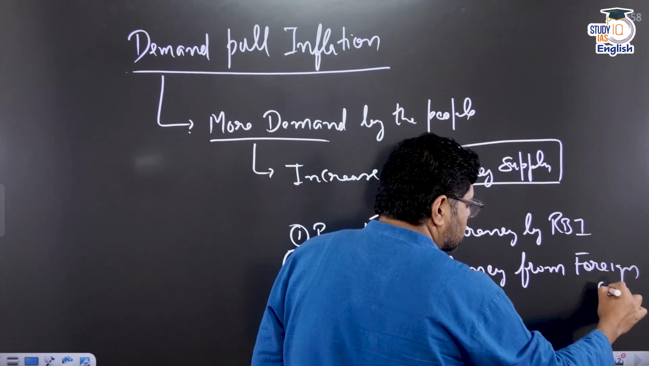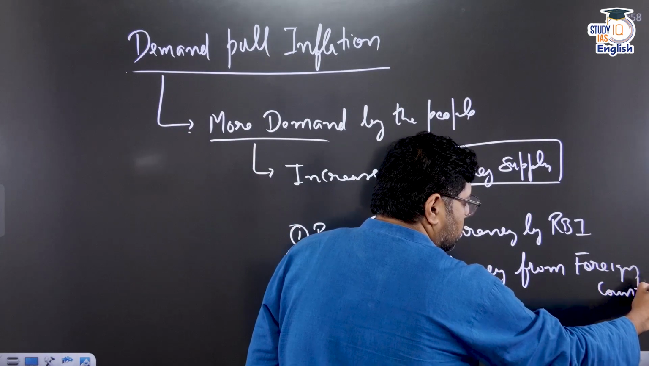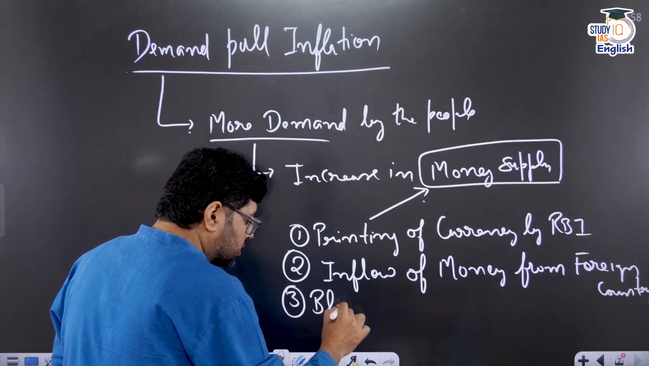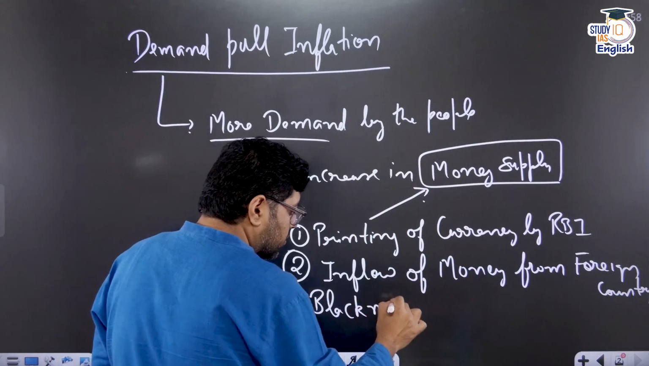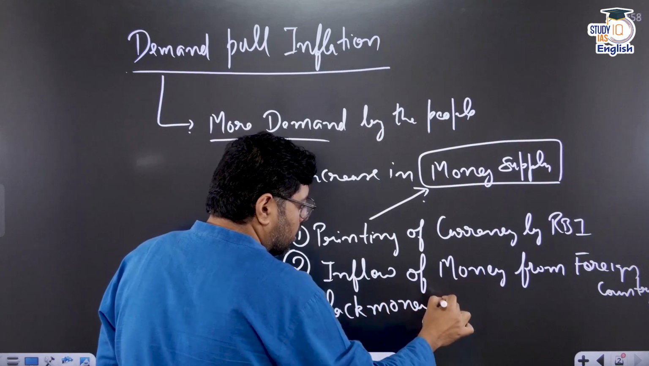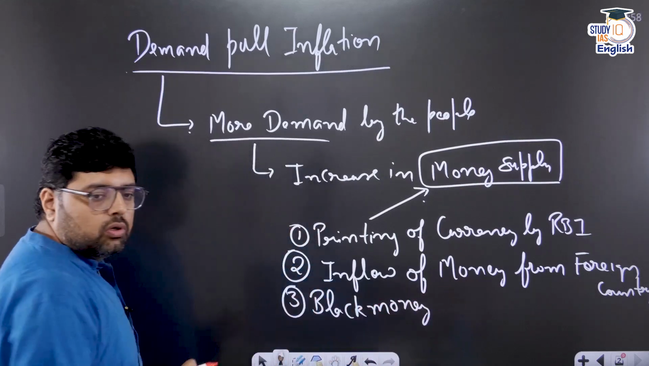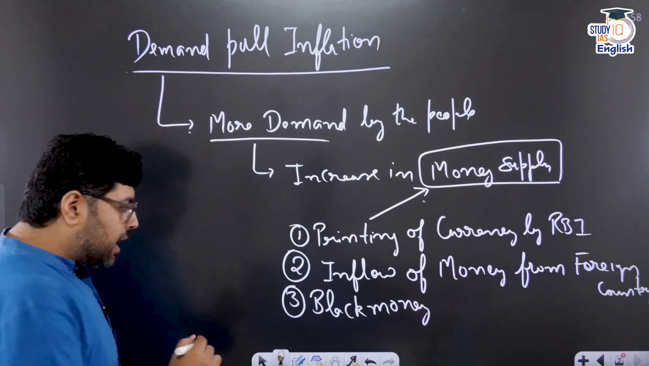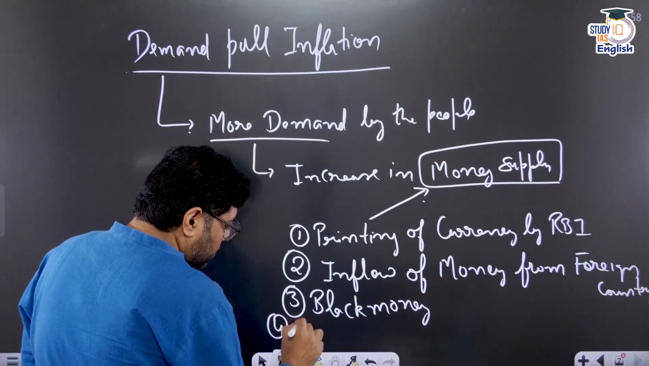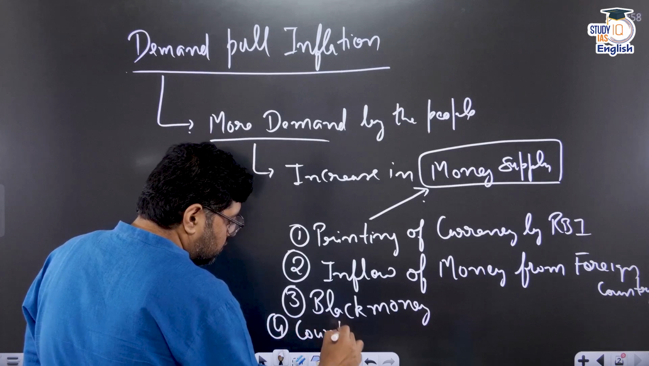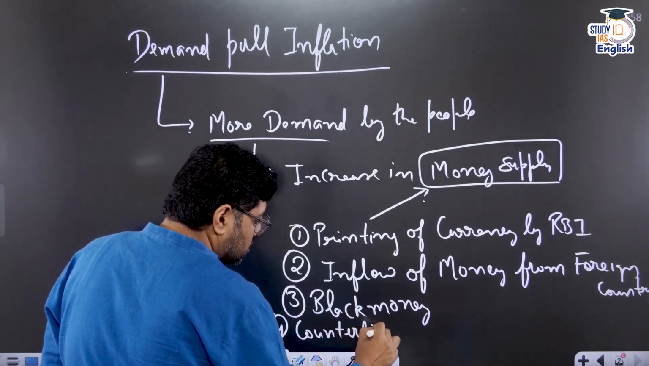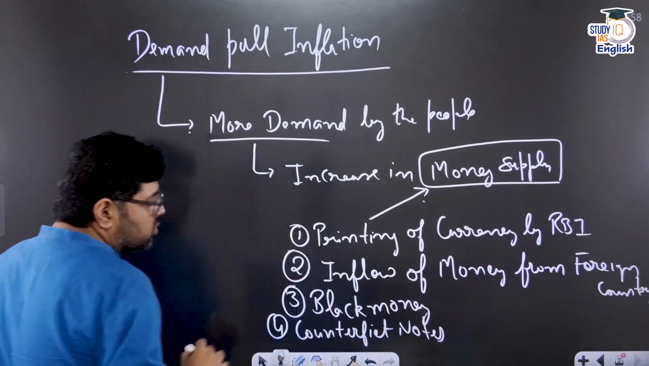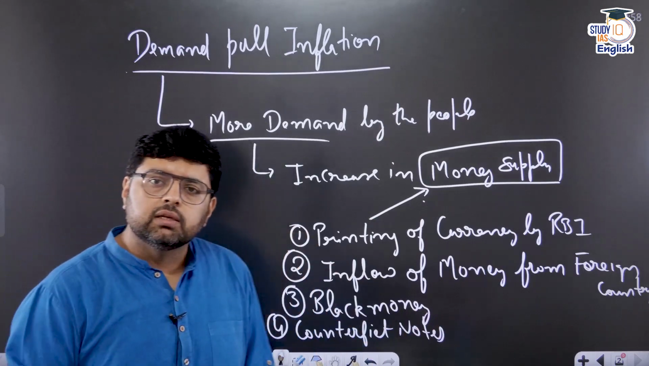So this is another reason. So this is what you have to remember. Third, if there is a circulation of black money, that is also another reason for increasing money supply. As well as fake notes, which we call counterfeit notes. So if there is circulation of fake notes also, that is also going to increase the money supply.